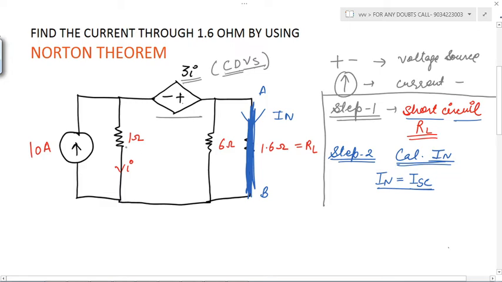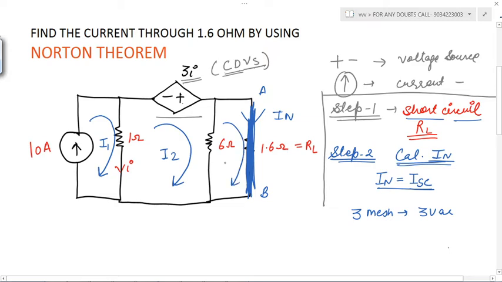And how can we calculate IN? By using the mesh rule. This one is a current source. How many meshes are there? There are 3 meshes. For 3 meshes we can take up to 3 variables. Suppose in mesh 1 I1 is the current flowing, in mesh 2 I2 is the current flowing, and in mesh 3 IN is the current flowing, because from A to B IN is flowing, that's why I have taken IN.